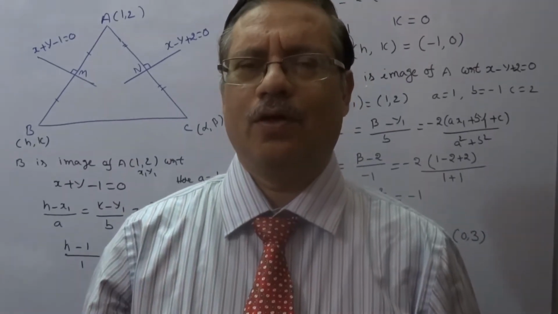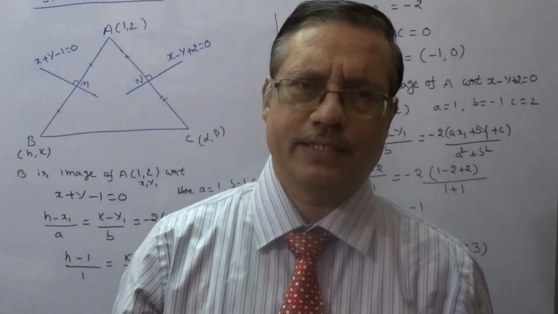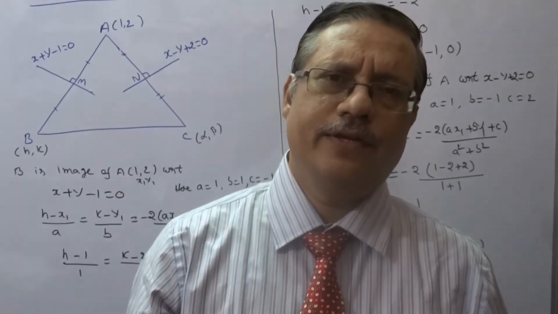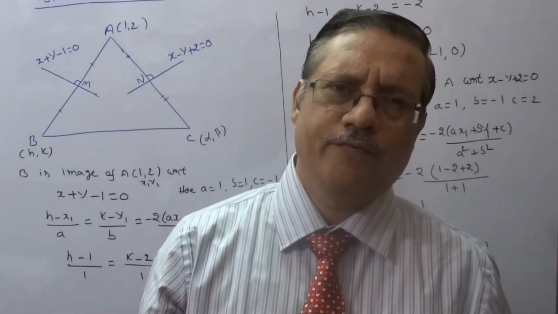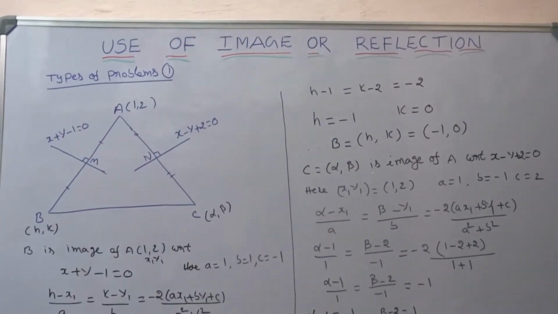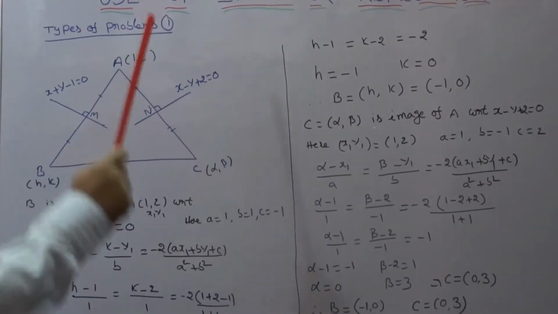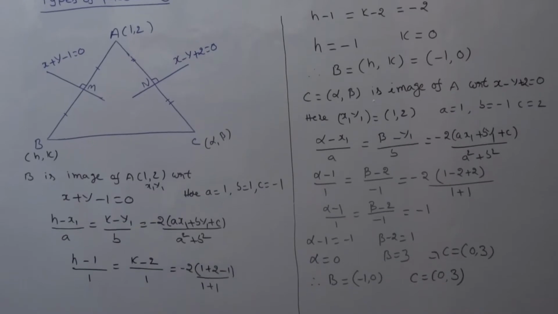Now we discuss the use of image or reflection. This concept is very important for JEE. Here is one problem. ABC is a triangle. A(1, 2) is one vertex.